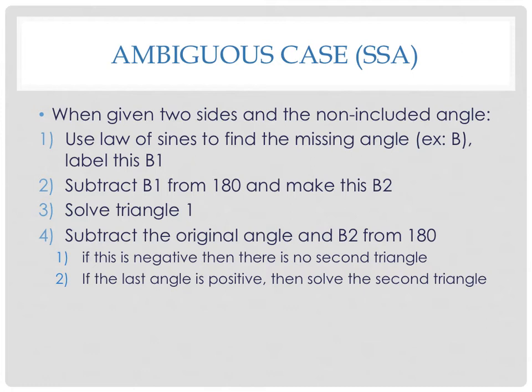So if it's B, we're going to call it B1. And then we're going to assume that there's a B2, and you find B2 by subtracting B1 from 180. There's supplements, okay? Then you split and you solve two completely separate triangles, okay? The first one will either work all the way through or it won't work, and that means no triangle can be formed.